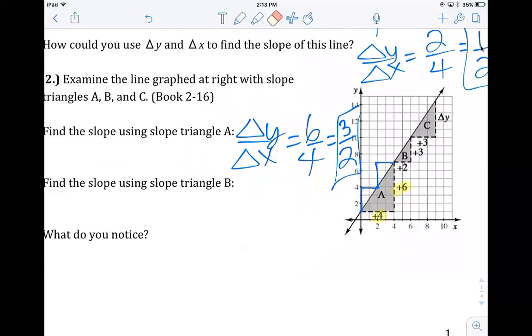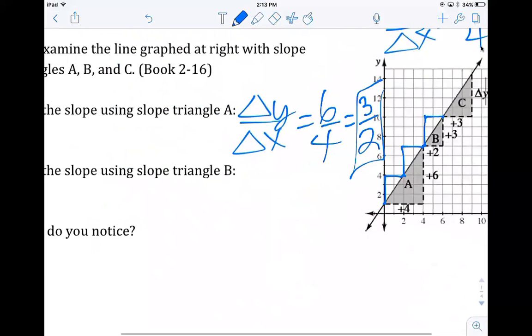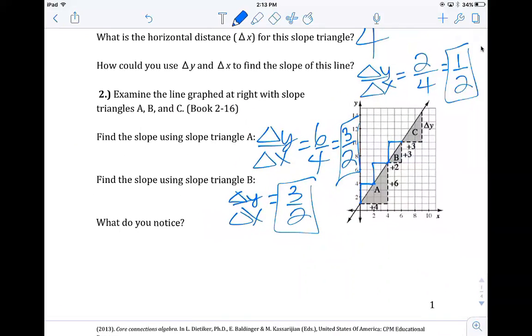All right, looking at slope triangle B here, we're going to do the same thing. We want to figure out how much we're going up and over. Again, I'm going to do it on the top of the graph. I'm going to go up 3 over 2. So my slope triangle B, change in Y over change in X, is 3 over 2. So what do you notice? Well, these are the same slopes.